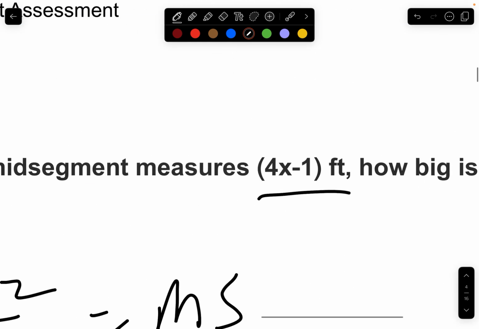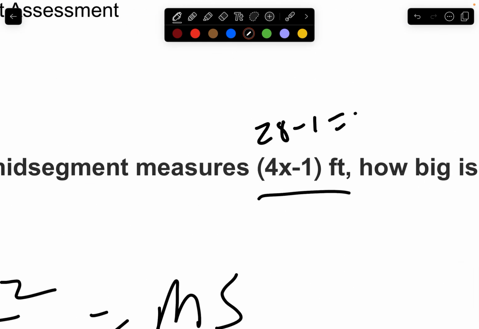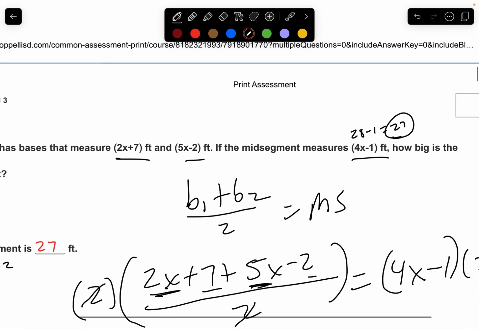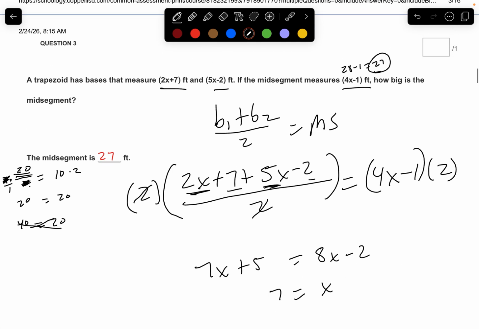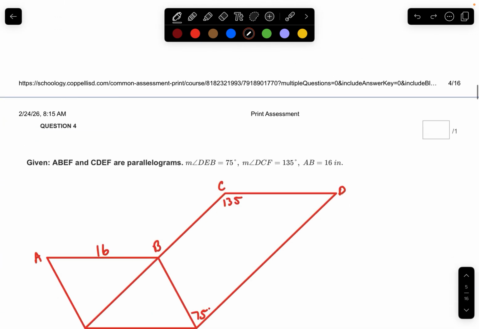If x is 7, this would be 28 minus 1, which would be 27, which is what we're looking for, right? I took 7 and plugged it in for x. And that's what they asked for. How big is the mid-segment? So we could have answered anything they wanted from there.